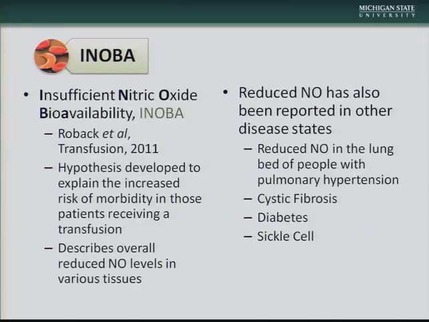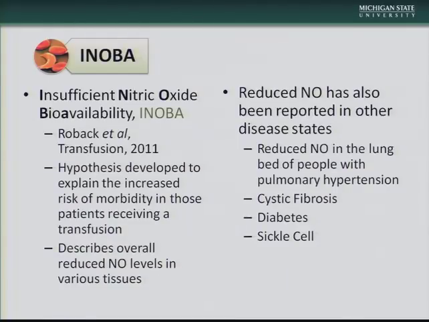And so first of all, I'd like to introduce this concept of ANOVA, or insufficient nitric oxide bioavailability. Again, I first read about it about 10 months ago in an article by Roback in the journal Transfusion. There was a special issue in Transfusion on red blood cells and some of the problems with storing red blood cells. And again, I think Mark actually alluded in his talk to a lot of different theories floating around as to where nitric oxide originates in vivo.